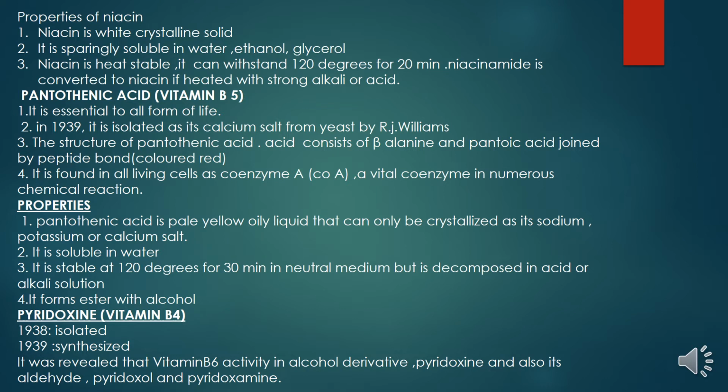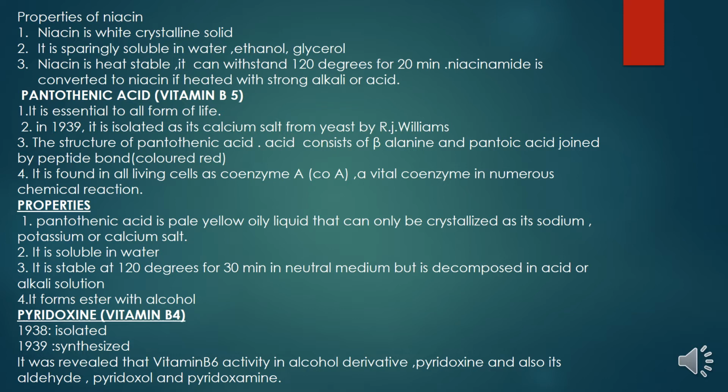Then what are the properties of niacin? Niacin is a white crystalline solid. It is sparingly soluble in water, ethanol and glycerol. Niacin is heat stable. It can withstand 120 degrees for 20 minutes. Niacinamide is converted to niacin if heated with strong alkali or acid.